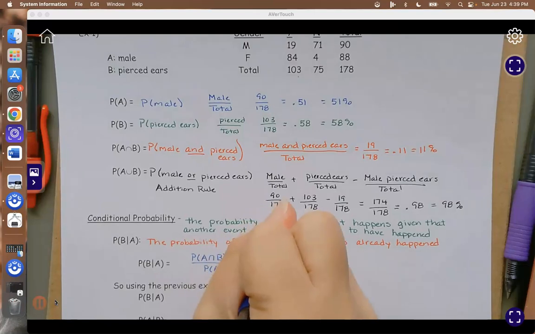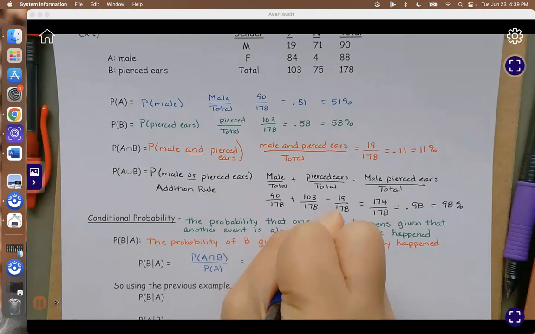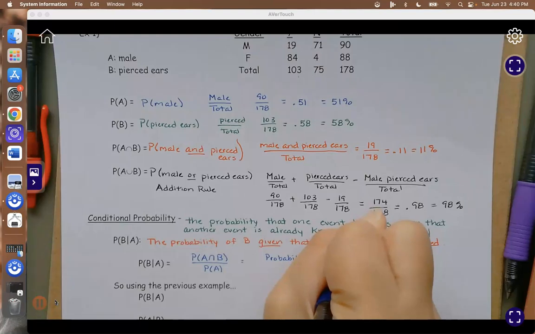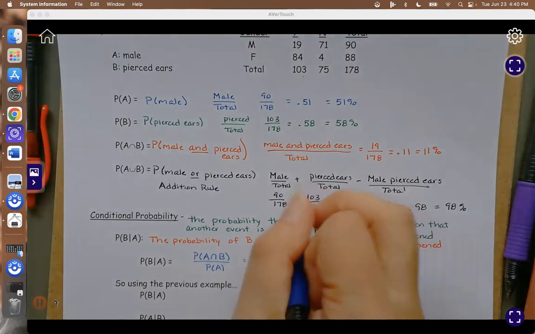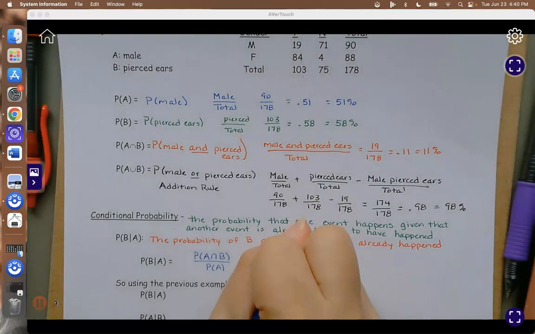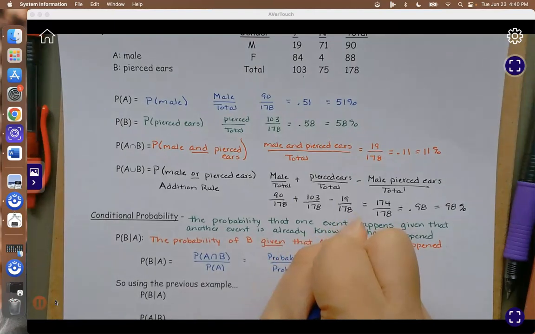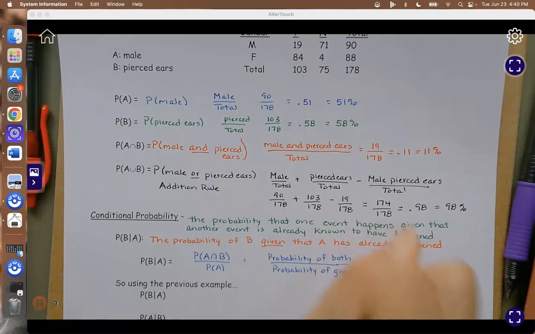Or, the way we can word that so it's not just with A's and B's, the probability of both divided by the probability of given. All right.